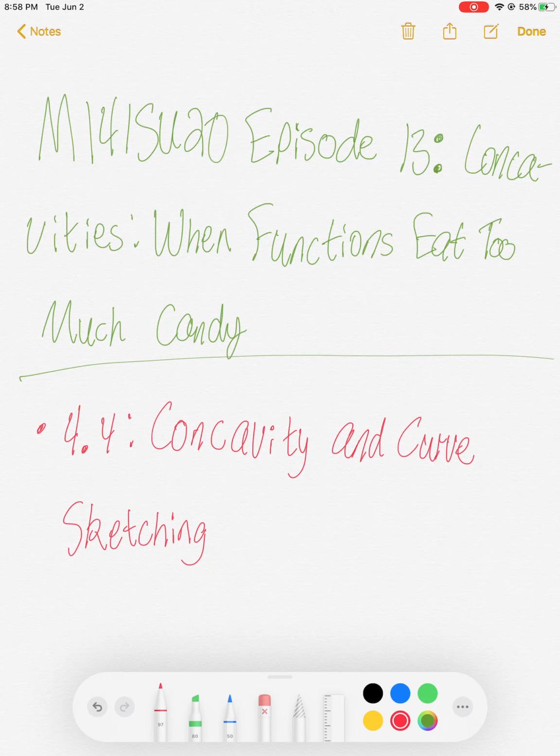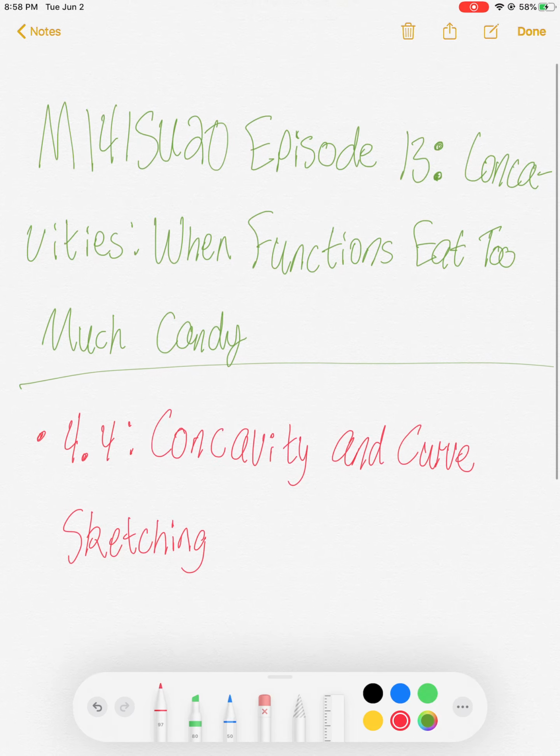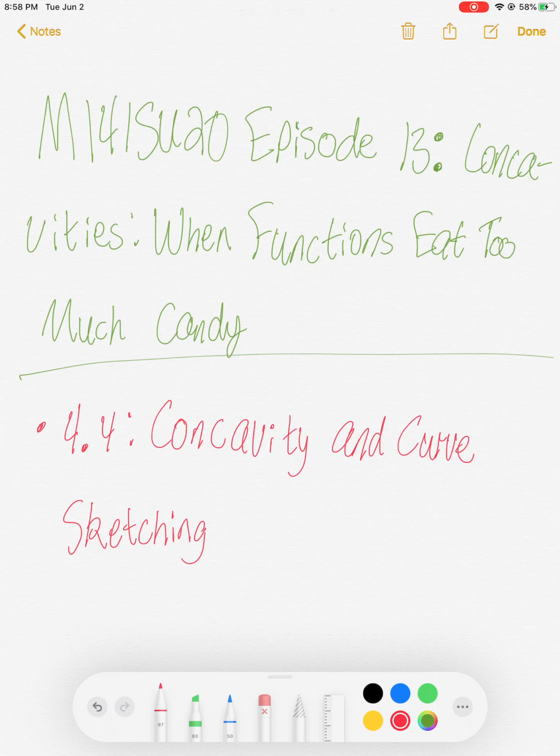Today we are going to be talking about concavities, when functions eat too much candy. Do you get the joke? The joke is like if people eat too much candy, then they get a cavity. Get it? Ha ha ha, concavity, ha.